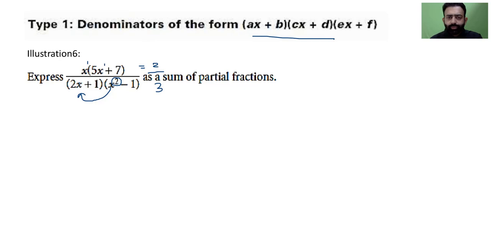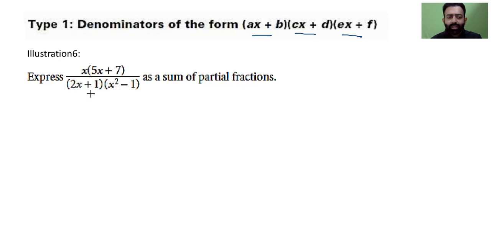Now, how do we convert this into a sum of partial fractions? If you look carefully, in type 1 all three factors must be linear. But here you can see that x squared minus 1 is not linear. So first of all, you have to write x squared minus 1 using the formula a squared minus b squared, which is (a plus b) into (a minus b).